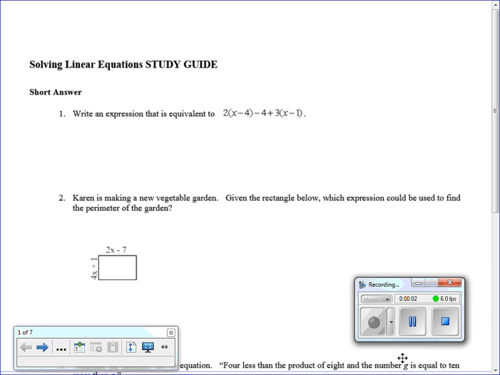Alright, this is your Algebra 1 study guide review. Question number 1. Write an expression that is equivalent to 2 times the difference of x and 4 minus 4 plus 3 times the difference of x and 1.